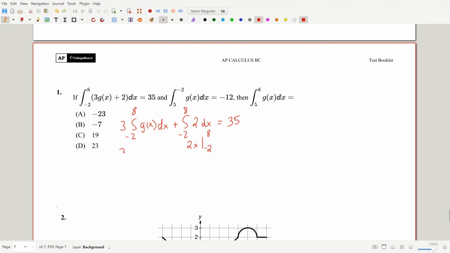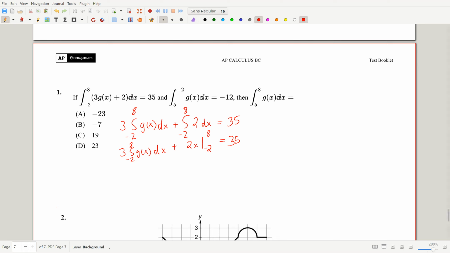This is still 3 times the integral from -2 to 8 of g of x dx, and this thing still equals 35. Without having to write it as a separate line, that's going to be 2 times 8 minus 2 times -2. So that's going to be 16 minus 4. That's going to be 20, like I said it was going to be earlier.